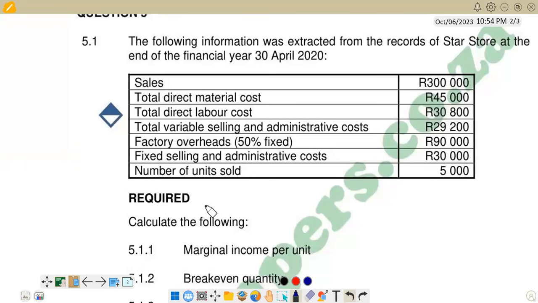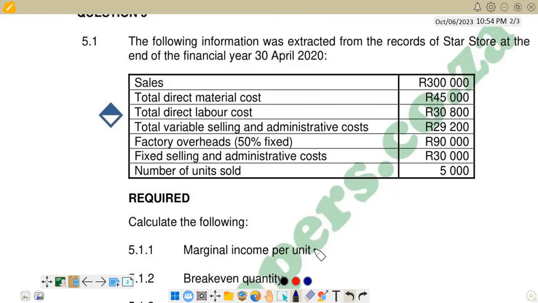Today we want to look at a question from a past exam paper from June 2023. This is question 5. We are going to start on 5.1, and 5.1 reads, the following information was extracted from the records of Star Store at the end of the financial year, 3rd April 2020. Then we are given a table of values there, and in the required part we are told to calculate the following.